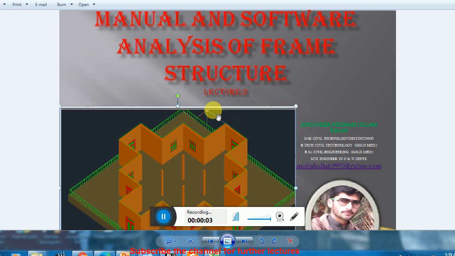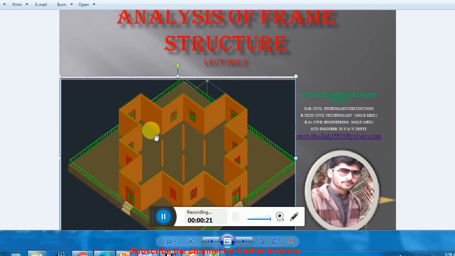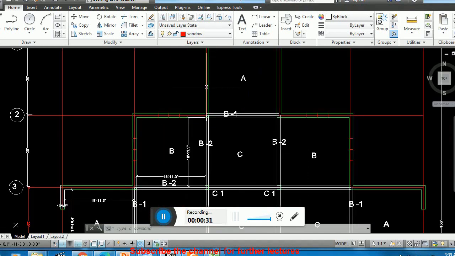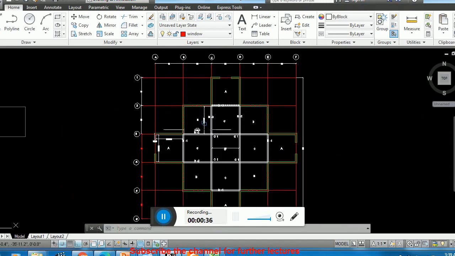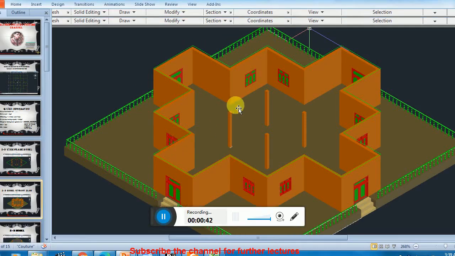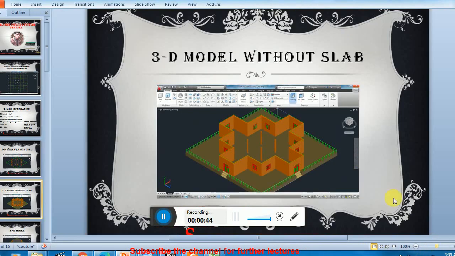Students, basically we start the manual and software analysis of a frame structure. In lecture number 1, I just gave an intro of the structure, and this is our structure. Basically you understand this, and I will explain the 2D frame system, the plane of the building, and now we will start our design. So let's proceed to the lecture.